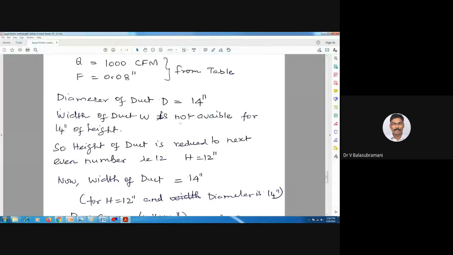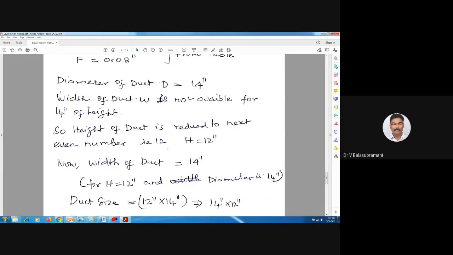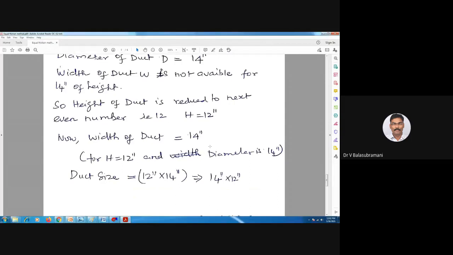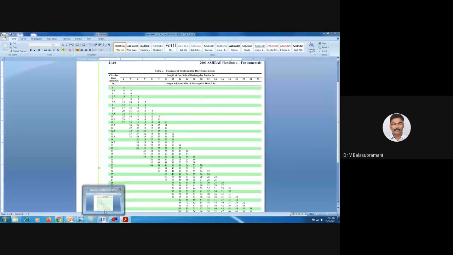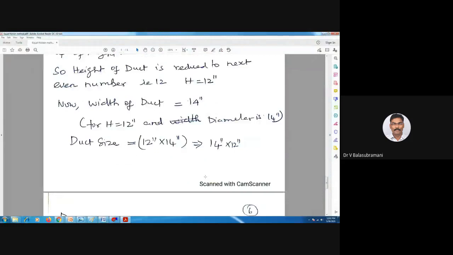So the width of the duct W is not available for a 14 inch height. So the height of the duct is reduced to the next even number, that is 12. H is equal to 12. Now the width of the duct selected is equal to 14 inches. If we look here, this is 14, so here you will get a square duct. 14 cross 12 is obtained.